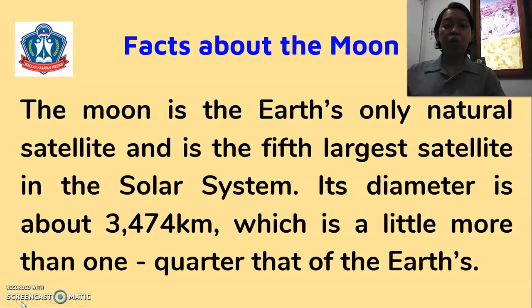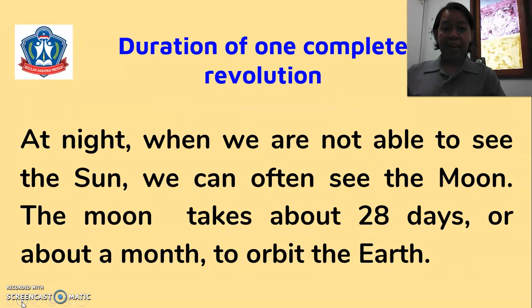The moon is the Earth's only natural satellite and is the fifth largest satellite in the solar system. Its diameter is about 3,474 kilometers, which is a little more than 1/4 that of the Earth's. At night, when we are not able to see the sun, we can often see the moon. The moon takes about 28 days or about a month to orbit the Earth.